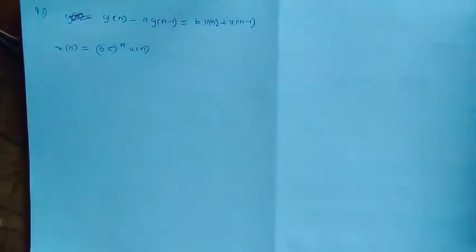Okay, now let's do the 13th question. In the 13th question, it is an LTI system with the input x of n and output y of n. And the equation is given here for y of n and x of n, where a is real and less than 1 in magnitude, and x of n is 0.5 raised to n u of n. We have to find the value of the constant b for the system to be an all pass with unity magnitude response.